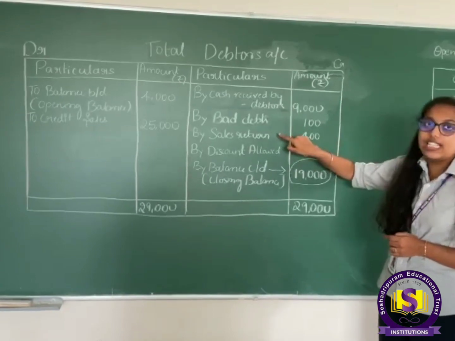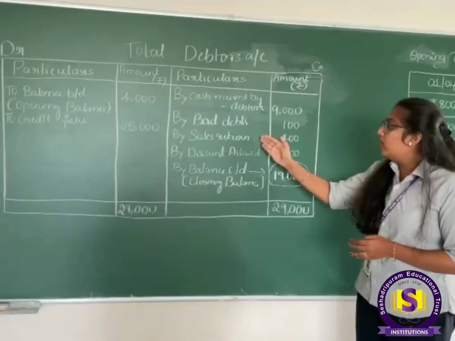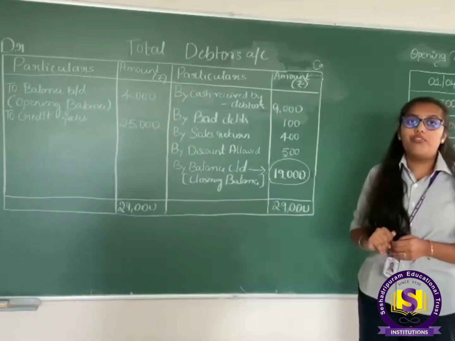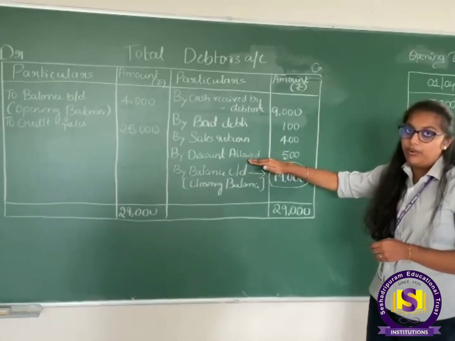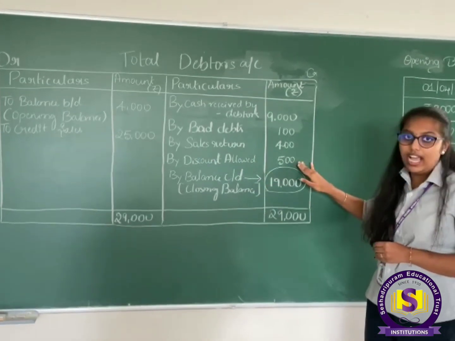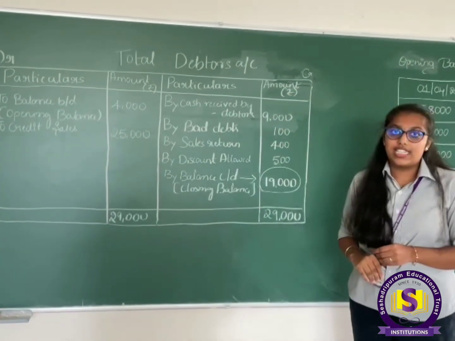Next one is the sales return. For the sales we have made, we have got a return of rupees 400. We have to mention it in the credit side of the total debtors account. And the next one is the discount allowed. The head office has provided a discount of rupees 500, so we have to mention it in the credit side of the total debtors account.